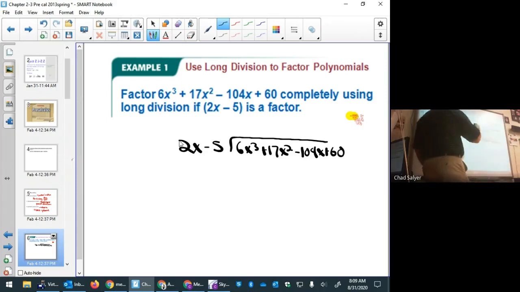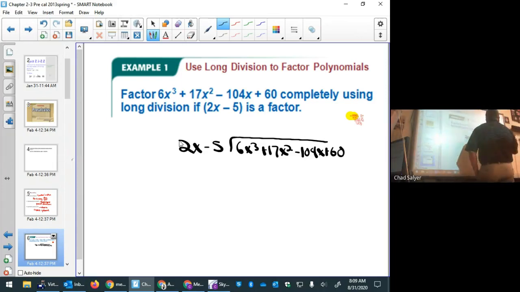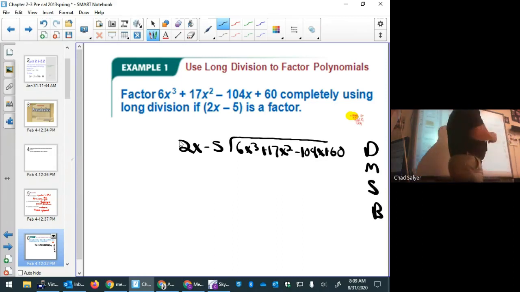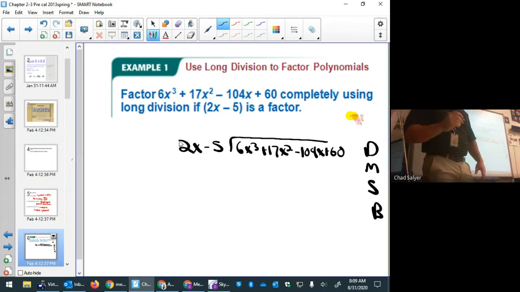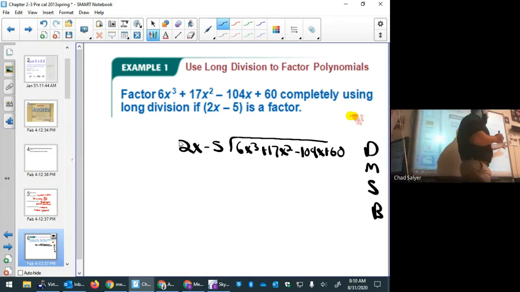So this process works using the old division algorithm, DMSB, which you may have learned in second grade. Divide, multiply, subtract, bring down. You remember this? Happier times, wasn't it? Divide, multiply, subtract, bring down. One way to remember that is, does McDonald's sell burgers? Why, yes, they do.